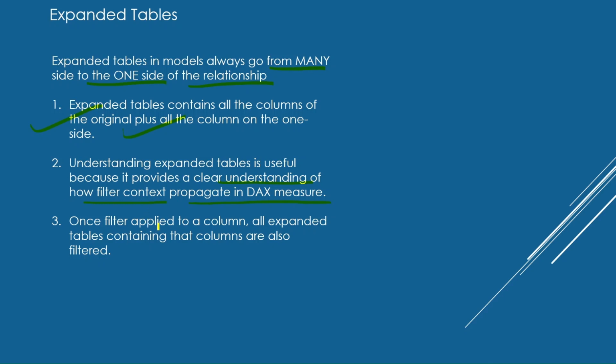When a filter is applied to a column, all expanded tables containing that column are also filtered, which is very obvious because expanded tables have all the columns from the base table as well as all the columns from the related tables. So when a filter is applied on one of the columns, that filter propagates throughout the expanded table.